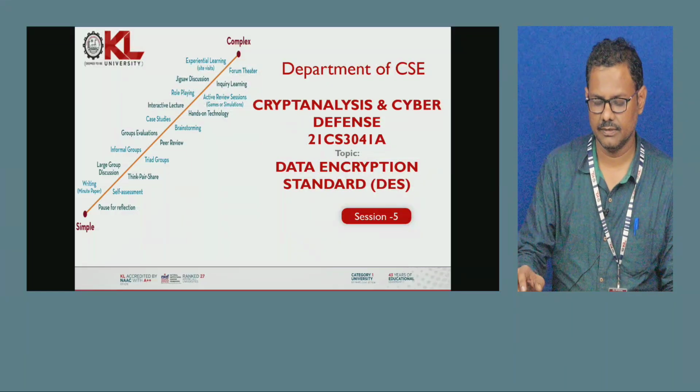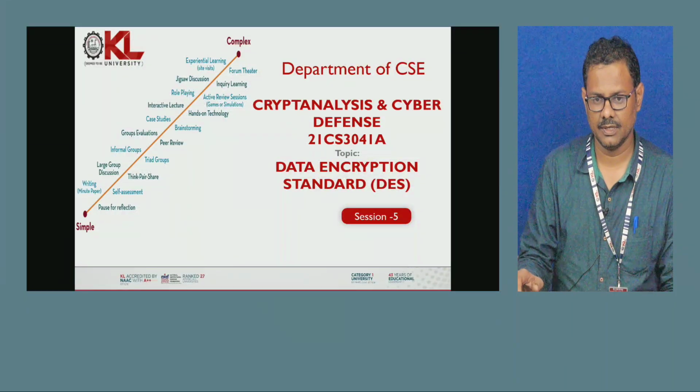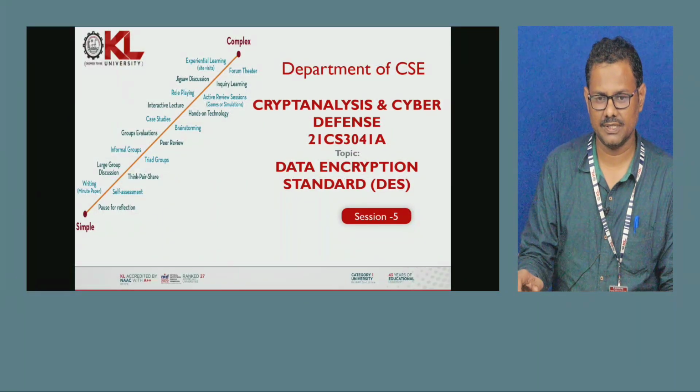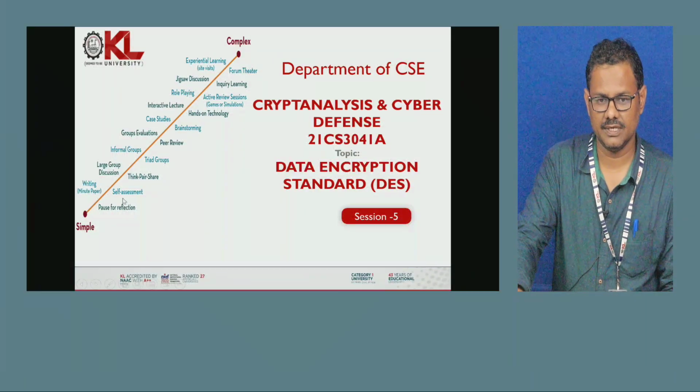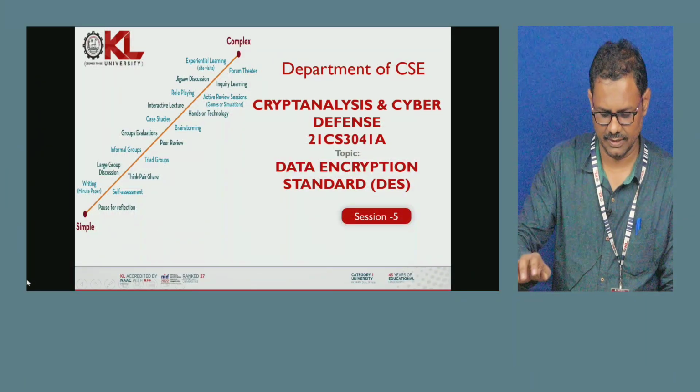Good morning to everyone. Today we are discussing a very important block cipher algorithm, the Data Encryption Standard, that is DES. So this is D. Kumar from CSE Honors. Today we are discussing DES.